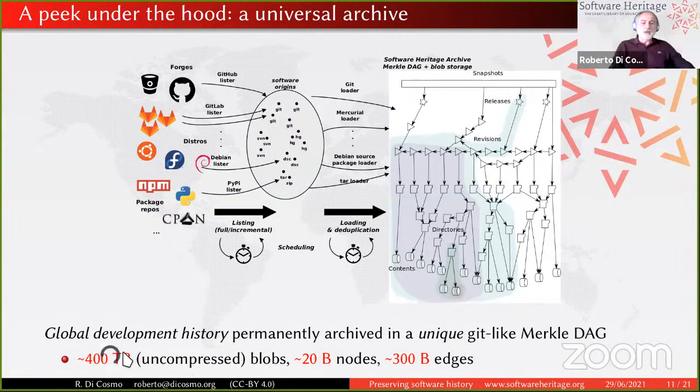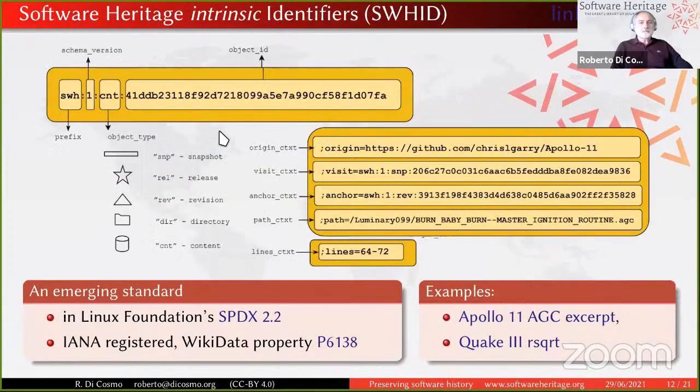So the result is that you have the global history of software development permanently archived in a unique graph across the world. Due to the compression property of this graph, this is only half a petabyte today, but the graph is huge. I mean, over 20 billion nodes, almost 300 billion edges around there.